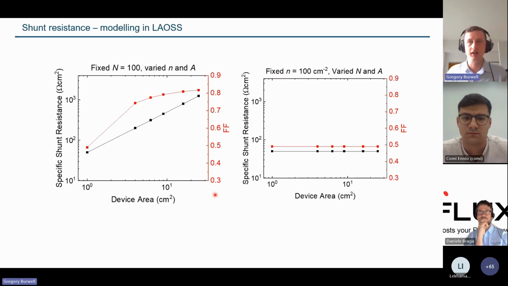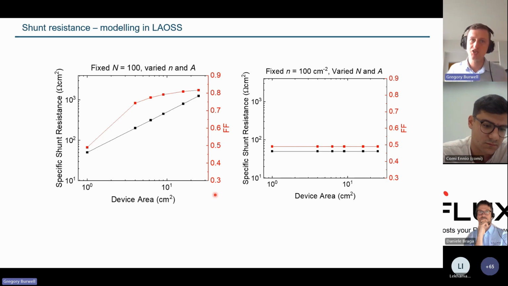So one thing that the nice chaps at Fluxim did for us is they added a feature to Laos that allows us to add random defects to a large area device. And here's two basic models to show a more intuitive understanding of how that works.